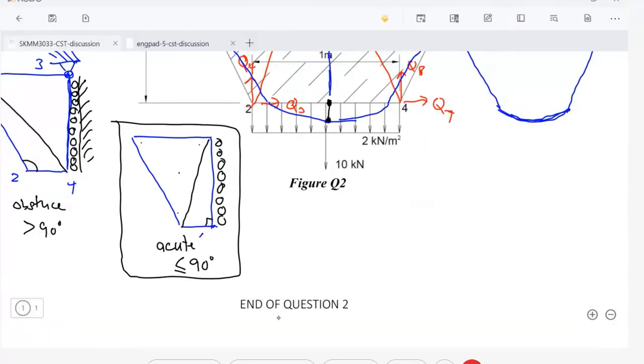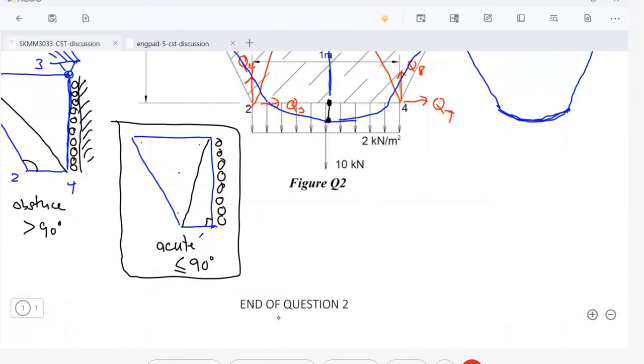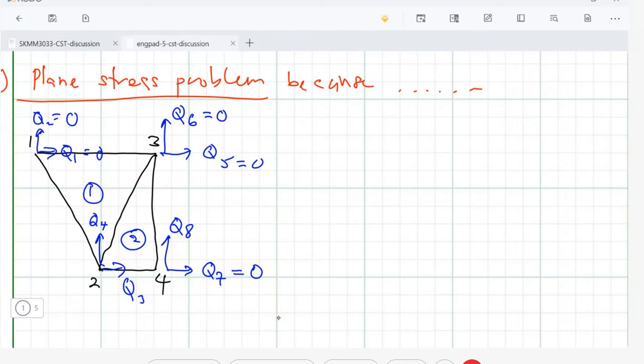Note that in this case it can move upward and downward, so Q8. And note that here we have our loading. We have a distributed load here for the first one, this one here. So that's one concentrated load. So definitely we have F8.